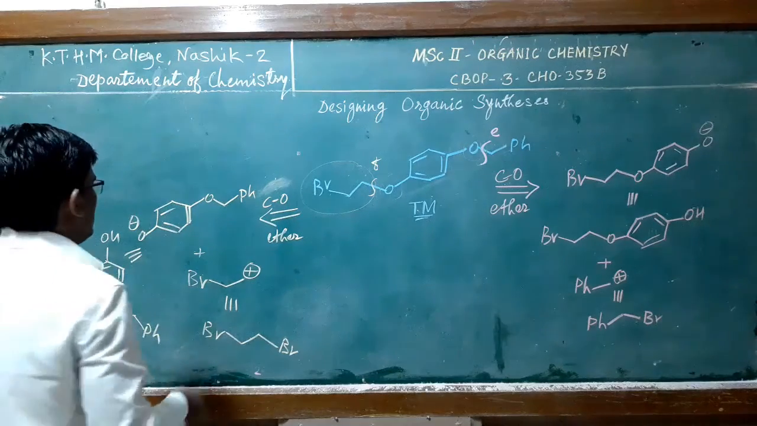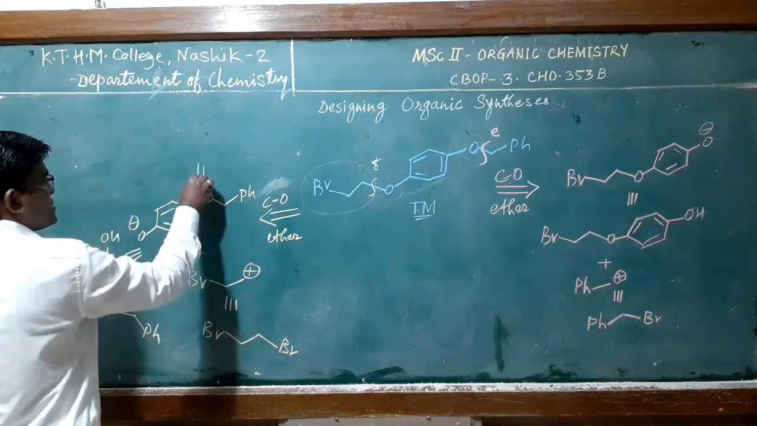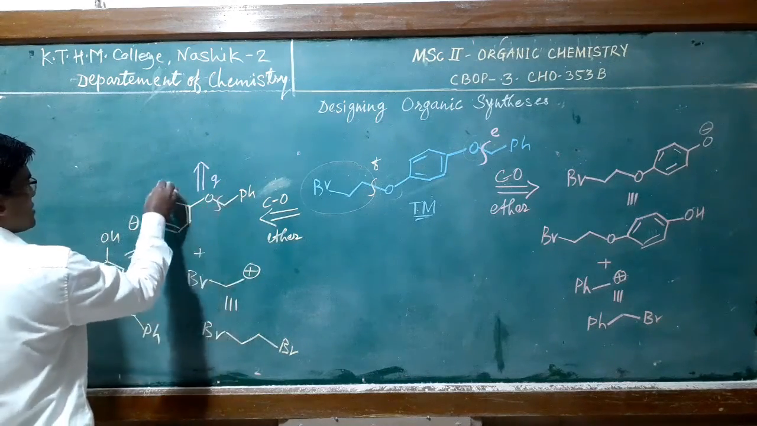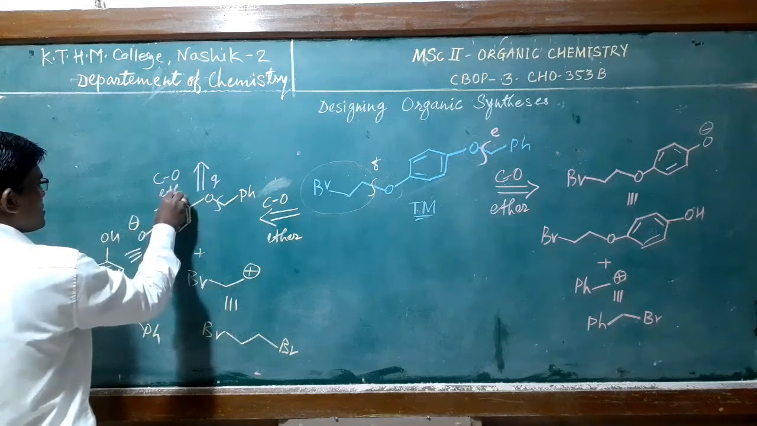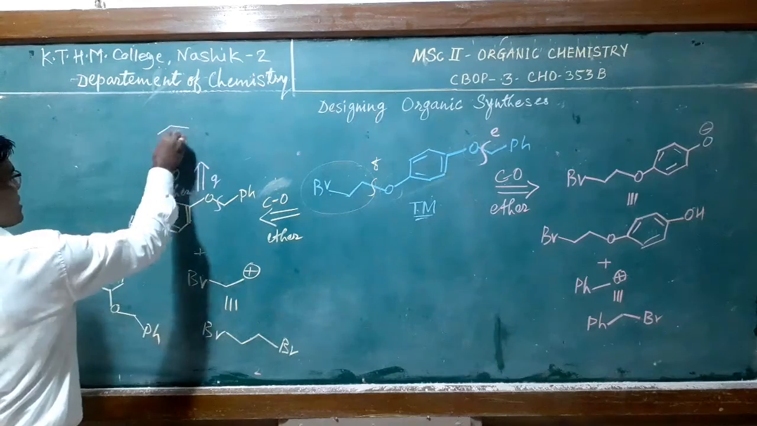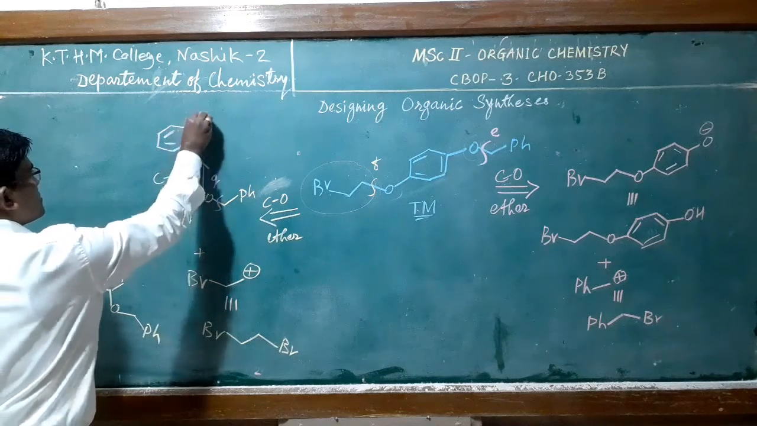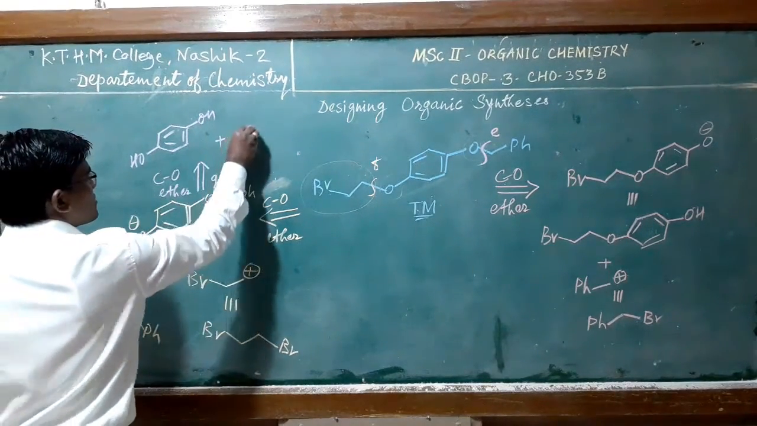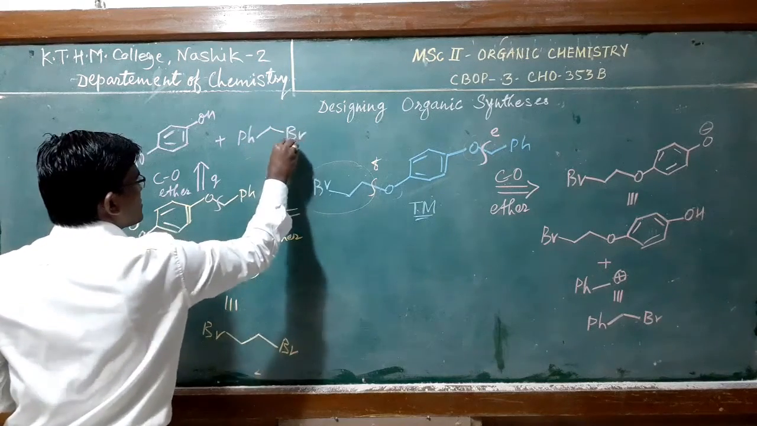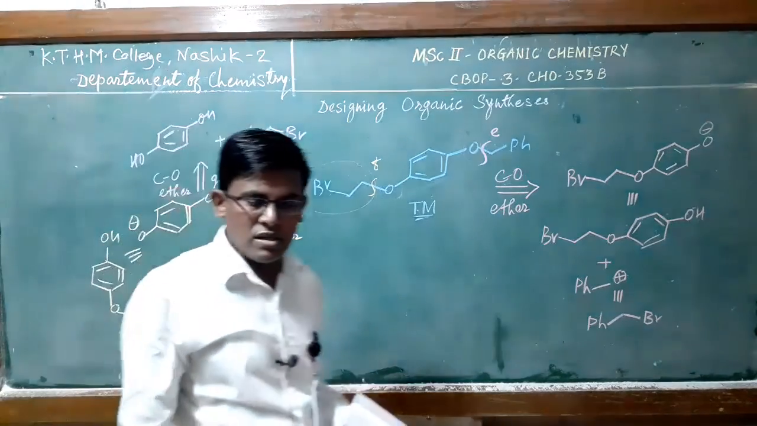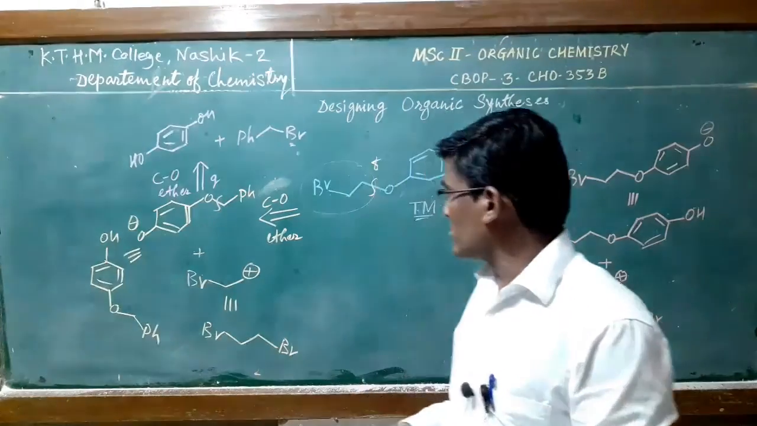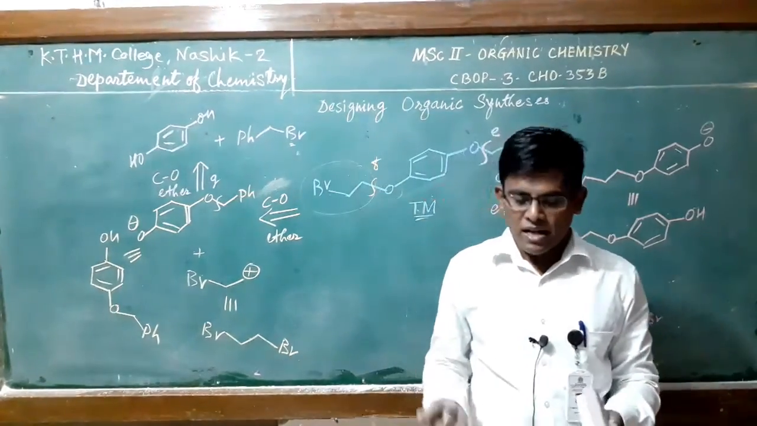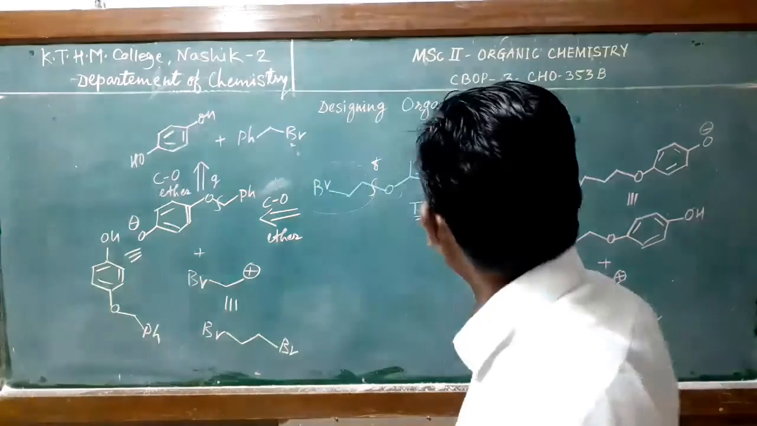Now the next disconnection, suppose the G disconnection. We have to cleave this bond, again a C-O ether linkage. So you will end up with readily accessible starting materials: this is the commercially available starting material hydroquinone, and this benzyl bromide. In this route you will not observe any chemoselectivity problem. So this is the best route. This is all about the retrosynthetic analysis. Now let us move to the forward synthesis.